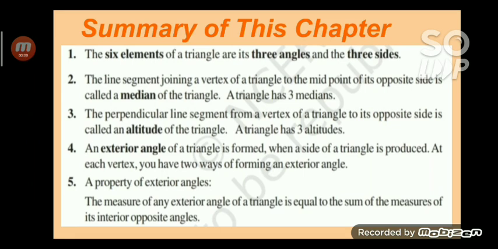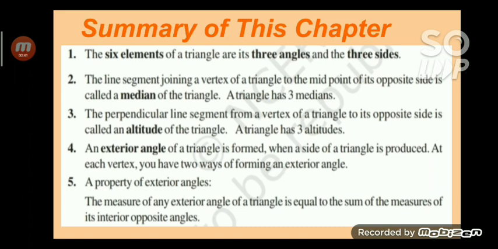Now, here's the short summary. First, the six elements of a triangle are its three angles and its three sides. Second, the line segment joining a vertex of a triangle to the midpoint of its opposite side is called a median of the triangle. A triangle has three medians. How many medians does a triangle have? Three. Third, the perpendicular line segment from a vertex of a triangle to its opposite side is called an altitude of the triangle. A triangle has three altitudes. Like medians, a triangle has three medians and also three altitudes.